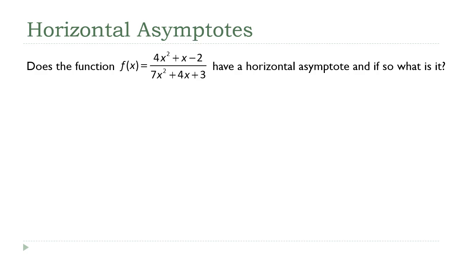So I have a rational function here, and I want to figure out if it has a horizontal asymptote, and if it does, what is it? Our rules say look at the degrees and compare them. The degree of the numerator is 2. The degree of the denominator is 2. They're the same, so I'm going to look at the leading coefficients. The leading coefficient of the numerator is 4. The leading coefficient of the denominator is 7. That tells me where the horizontal asymptote is. It's at y equals 4/7. And that really is all there is to it.